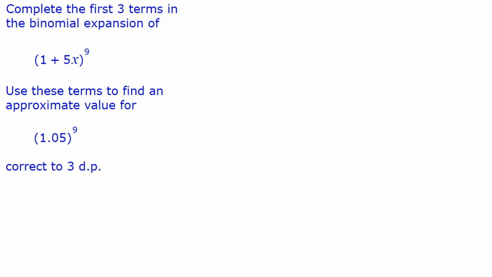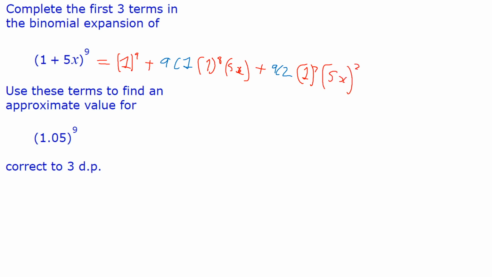So we know that (1 + 5x)^9 is the same as 1 to the power of 9, plus 9 choose 1 times 1 to the 8 times 5x, plus 9 choose 2 times 1 to the 7 and (5x) squared.